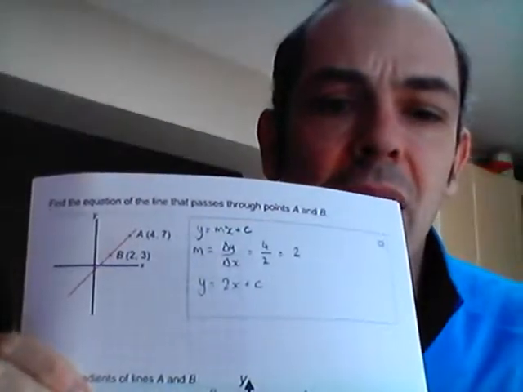So y goes from 3 to 7, which is a change of 4. X goes from 2 to 4, which is a change of 2, which means my gradient is 2. I've now got y equals 2x plus c. So I'm halfway there. Not quite all the way there, but halfway there.